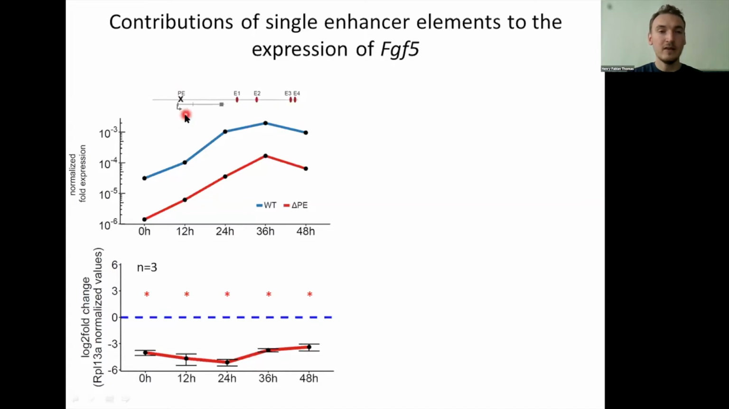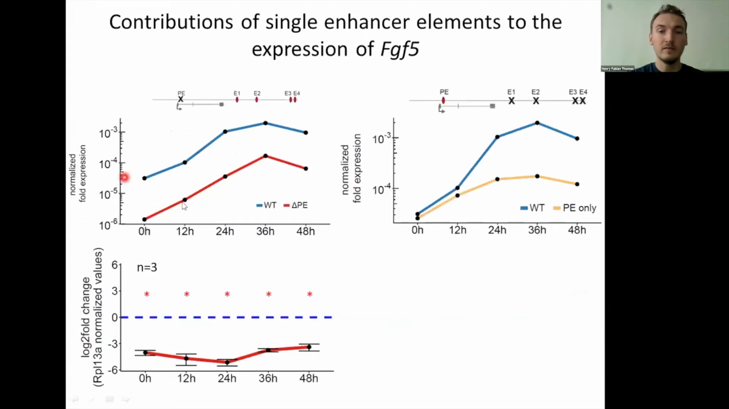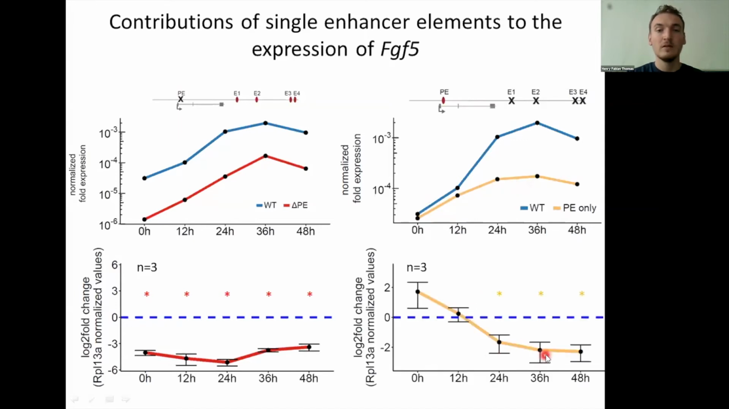Since PE deletion had such a strong effect, we then wondered whether PE by itself might be sufficient to activate Fgf5 expression. So we generated a cell line where all the other enhancers are deleted and only PE is left. However, in these cell lines, Fgf5 expression upon differentiation is not properly induced, which you can also see here. So this tells us that PE by itself is not sufficient to activate Fgf5 expression. It does need the other enhancers as well.